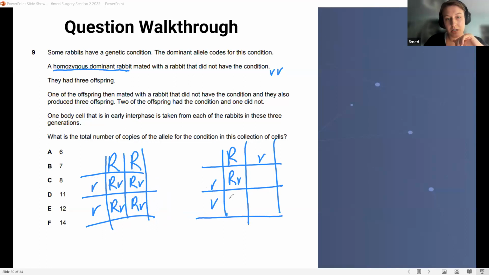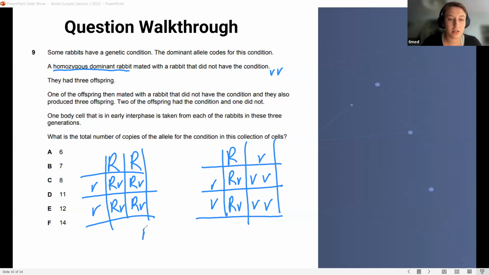And then work your way across. And you see now we've got 50-50. So in terms of the cells they're taking, they take a cell from, sorry, yeah, we've got a cell from both parents. We've got a cell from this parent here.